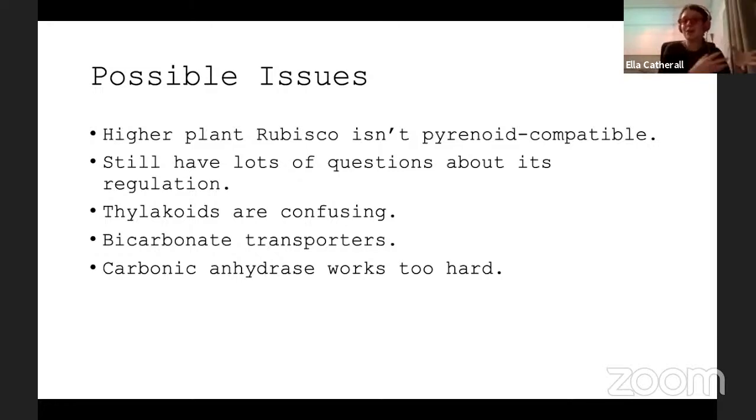The issue is also, even if you were to get your bicarbonate transporters to work, the carbonic anhydrase in a lot of land plant chloroplasts likes doing its job, essentially. So if you had bicarbonate around, the carbonic anhydrase would go, oh, great, cool, more substrate, and would immediately dehydrate it. So you wouldn't get your carbon dioxide concentrated around your pyrenoid as you would probably want. So yeah, there are a number of issues.